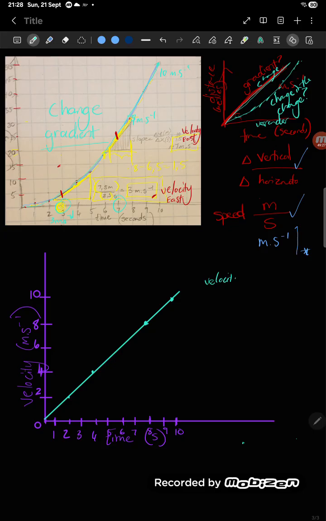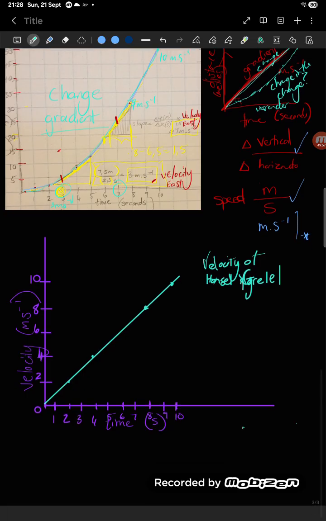So the velocity of Hansel and Gretel, she wants a capital letter. Velocity of Hansel and Gretel is increasing at a steady rate. And if there's a change in velocity, what do we call that change?